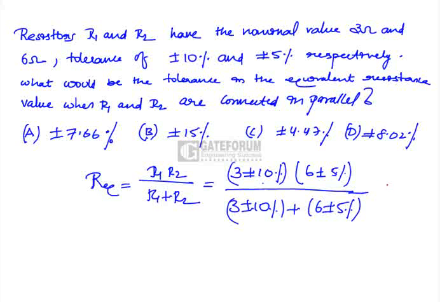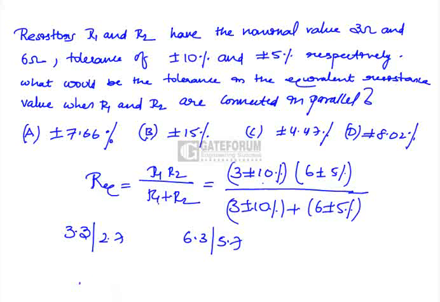But since these two resistors are connected in parallel, numerator terms and denominator terms are the same. We should not apply addition, subtraction or division properties to limiting errors. So what we have to do is take the worst cases. What are the worst cases here? 3 plus or minus 10% means the worst cases will be 3.3 and 2.7. Similarly, for the 6 ohm resistance, 5% means 6.3 and 5.7. These are the worst cases we have.